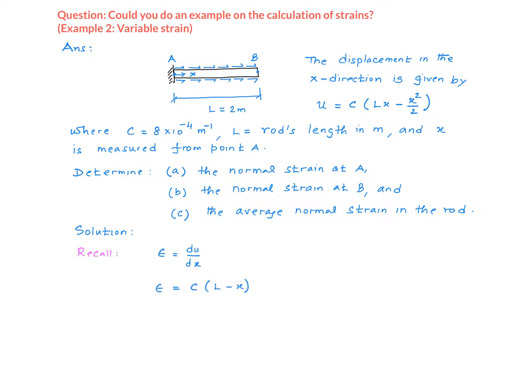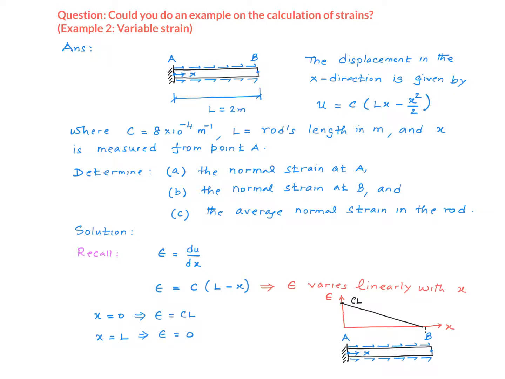So I took the derivative of this function with respect to x. C remains outside the parenthesis as a constant, and this term, when differentiated with respect to x, becomes L, and this term becomes simply x. Why? Because x squared differentiated with respect to x would be 2x, right? So that 2 and 2 will cancel out. We end up with simply x.